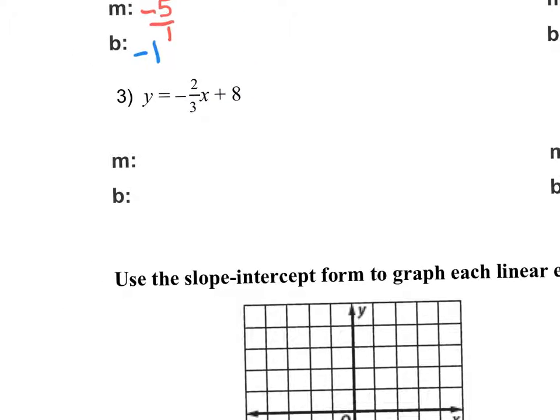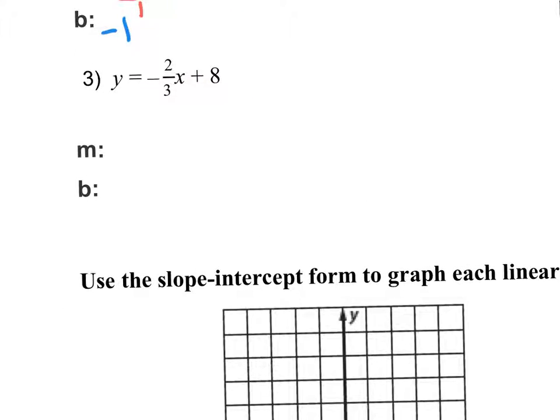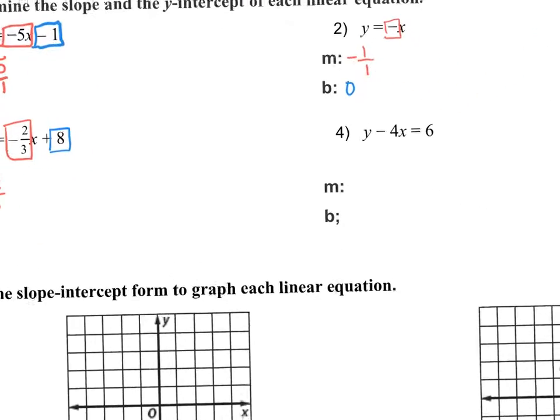Number 3. It's already in fractional form right here. Makes it easy. -2/3. Okay, what's my B? +8.